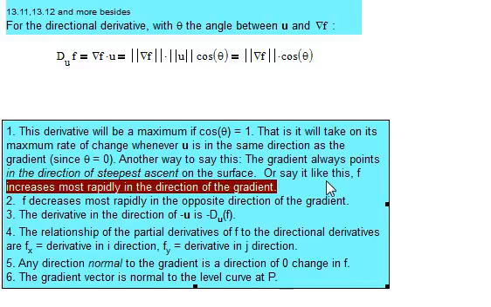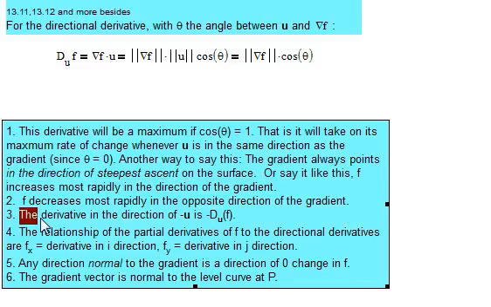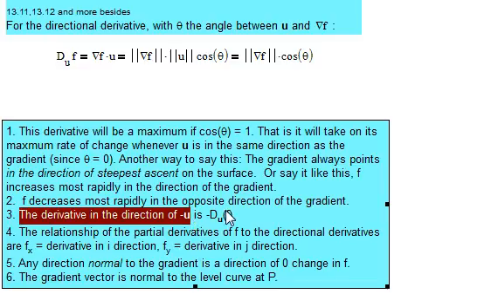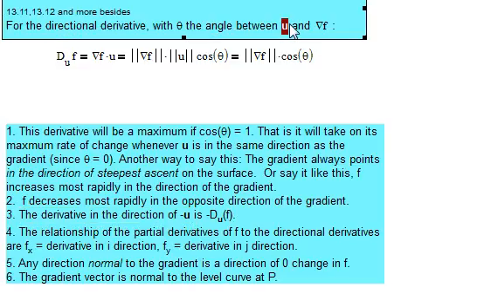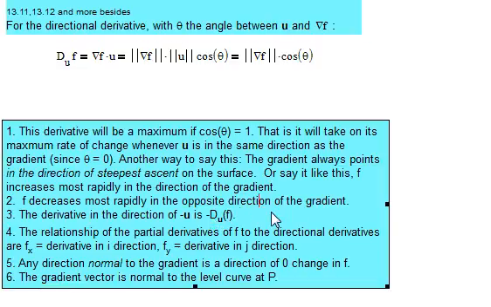So the gradient gives us some information. Where is this function increasing the fastest? In the direction of the gradient. And of course it's decreasing most rapidly in the opposite direction of the gradient. And we could probably guess that the derivative in the direction of negative the unit vector is negative the directional derivative in the direction of u, the unit vector. So that seems very logical, and it's true.